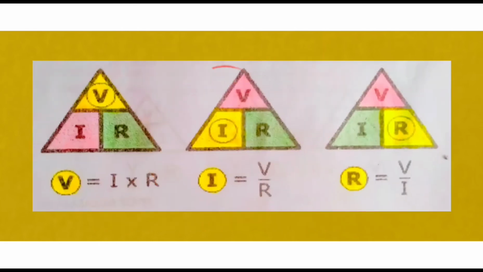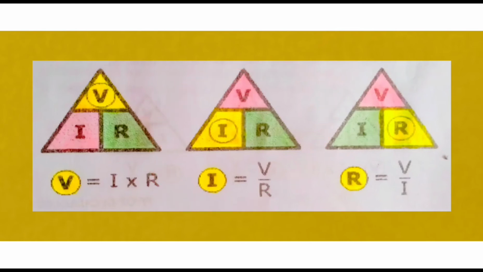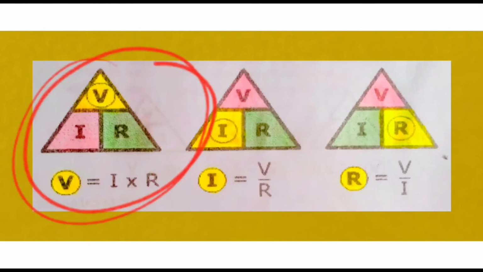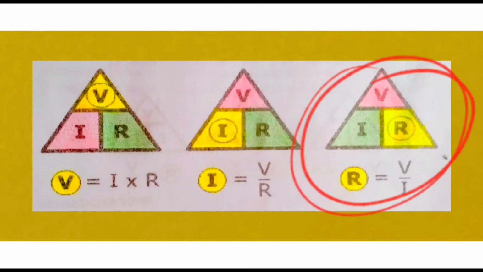The formula to calculate the current is: current equals voltage divided by resistance. When it comes to voltage, voltage equals current times resistance. And to calculate the resistance, resistance equals voltage divided by current.